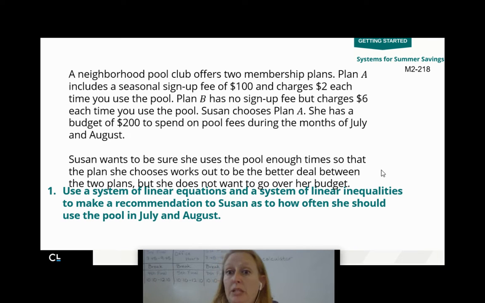Now there's a lot happening here, right? There's a lot happening here. So I need some space. So Plan A had a sign-up fee of $100, charged $2 each time you use the pool. Plan B had no sign-up fee, but it's $6 each time you use the pool. She chose Plan A. She has a budget of $200, doesn't want to go over budget.